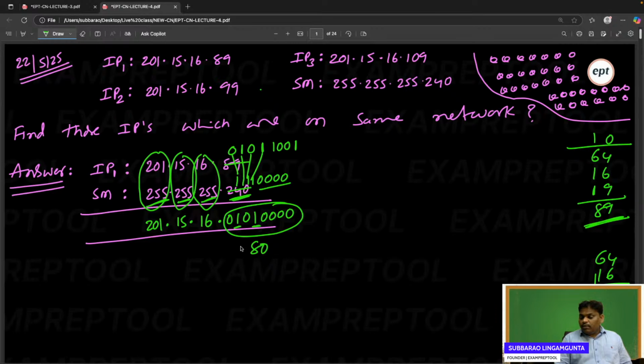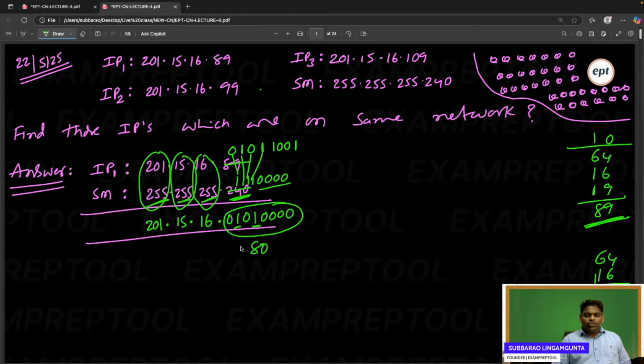Next one. But if you see the fourth octet, in the fourth octet it is not all ones. So we have to do it clearly. There may be a chance that I did it a little bit wrong, so please verify. At the end of the day, you have to convert the last octet, both 89 and 240, from decimal to binary and do the AND operation.